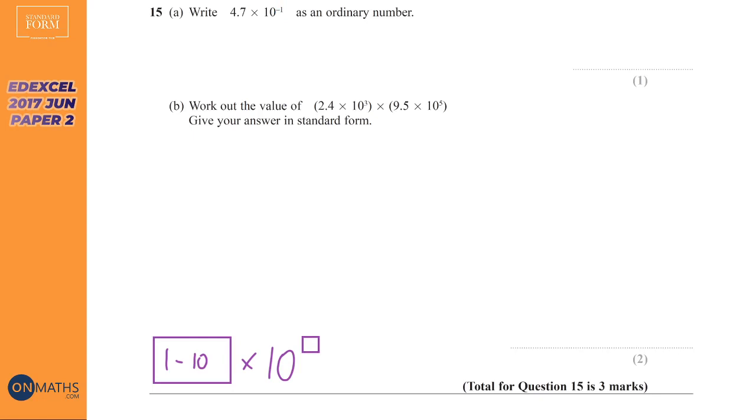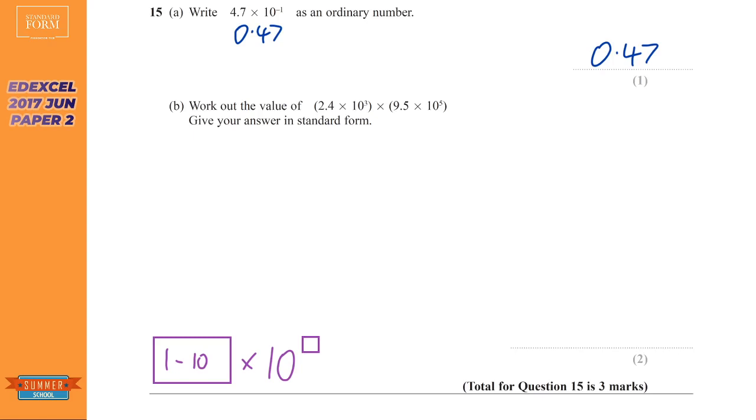Now we're asked to write it as an ordinary number. This is a calculator paper, so I can type it into my calculator: 4.7 times 10 to the power of minus 1. On the Casio calculators there's a symbol for the power of 10, so you click that button, type in minus 1, press equals, and you get 0.47. Simple as that. We are going to be doing this without a calculator later on, but this is a calculator paper, so we might as well use a calculator.